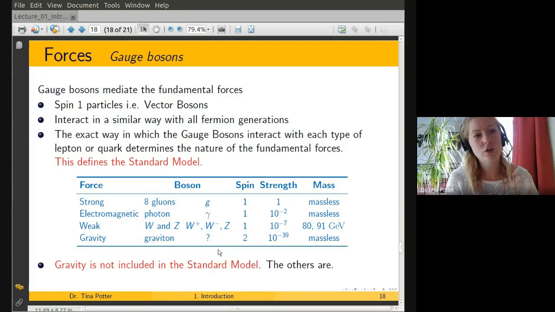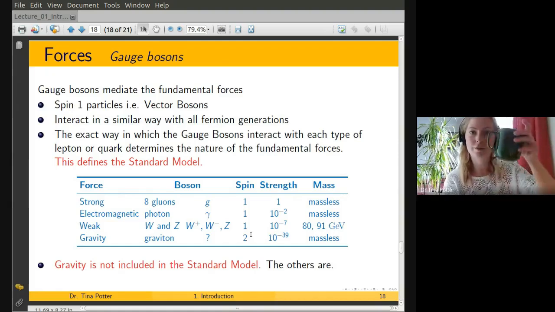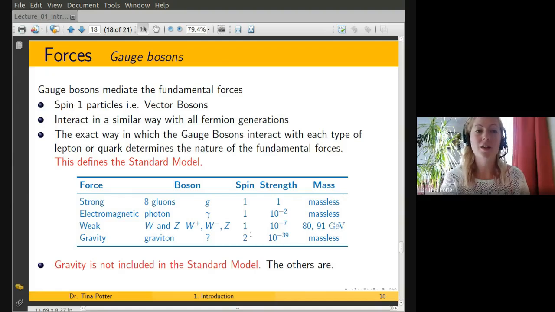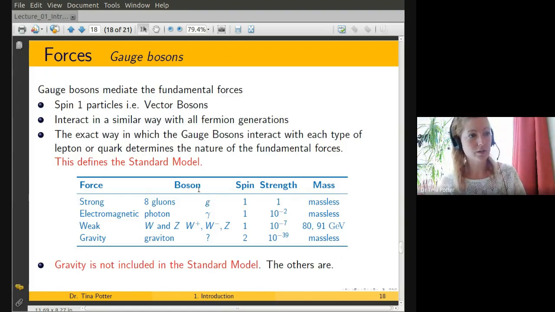And let's include gravity just for fun. We think it's the graviton, which should actually be spin 2. The strength of gravity, well, we all know that. We can all overcome gravity really easily just by picking something up. We know that the gravitational force is very weak. It's about 10 to the minus 39 of the strong force. So very, very weak. And it's not included in the standard model. The others are. So there's something missing in the standard model. We know it is. And it's one of these things that we would love to incorporate in. But as yet, it's missing. So we'll be talking about the strong, electromagnetic and the weak forces in the course.